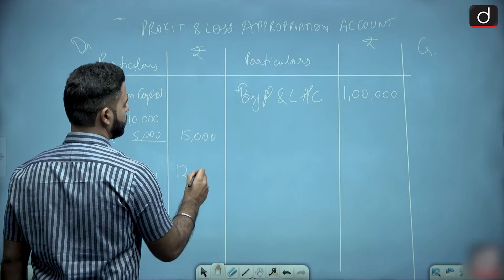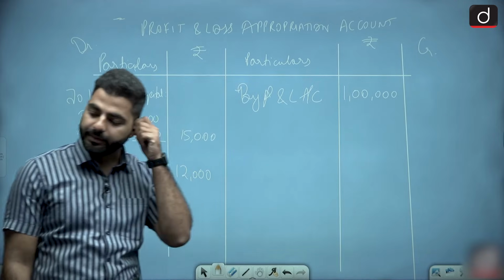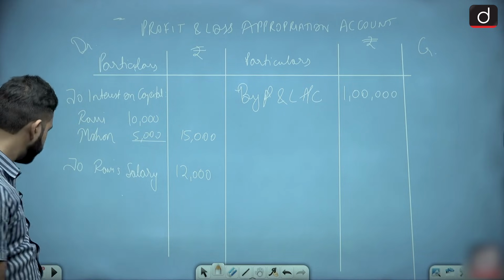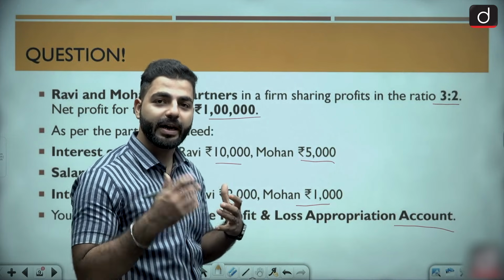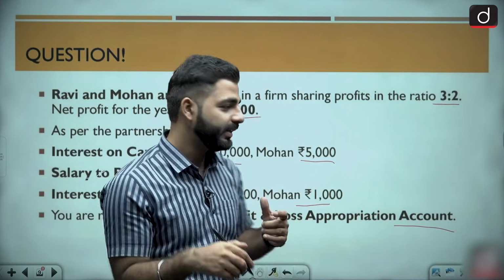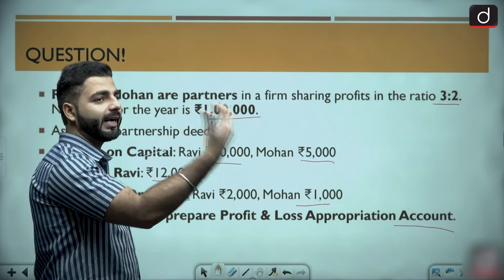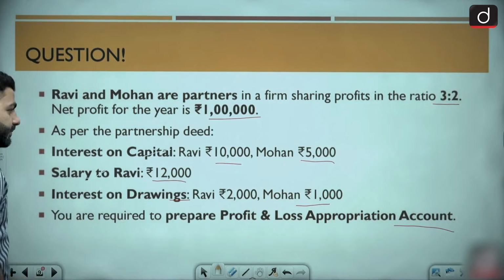12,000 is the salary, right? Next is the interest on drawing. Now this is what? As I told you, this is plus for the firm and minus for the partner. And if it is minus for the partners, you have to write it on the credit side of the P&L appropriation. So, interest on drawing.